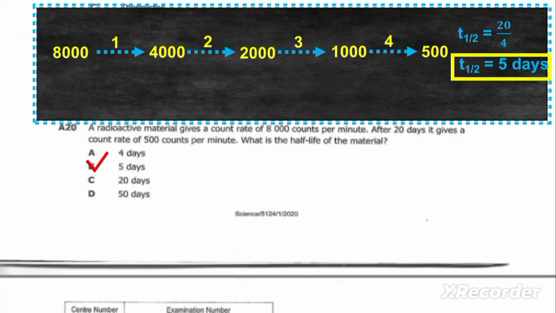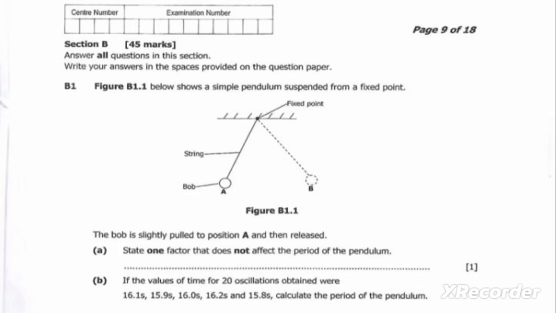Let us move to the next section, which is section B. Section B is carrying 45 marks. Answer all questions in this section. Write your answers in the spaces provided on the question paper.